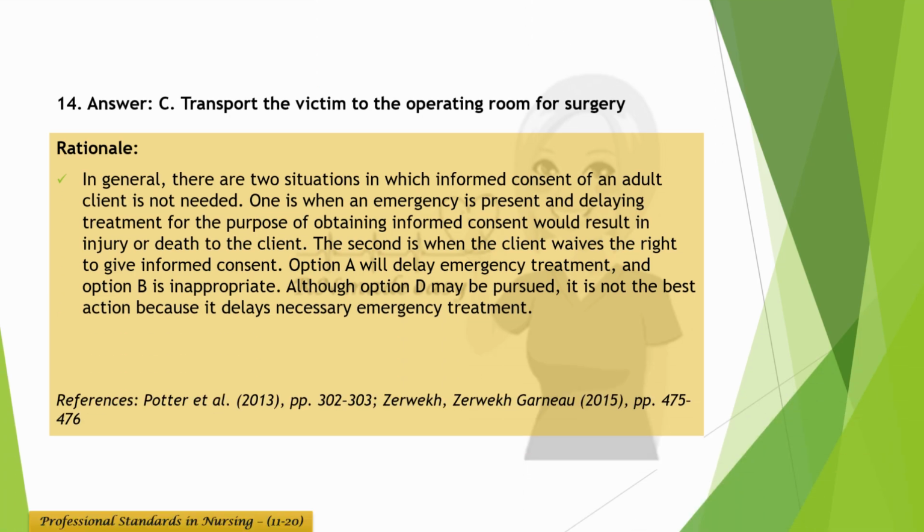The correct answer, C. In general, there are 2 situations in which informed consent of an adult client is not needed. One is when an emergency is present and delaying treatment for the purpose of obtaining informed consent would result in injury or death to the client. The second is when the client waives the right to give informed consent. Option A will delay emergency treatment, and option B is inappropriate. Although option D may be pursued, it is not the best action because it delays necessary emergency treatment.